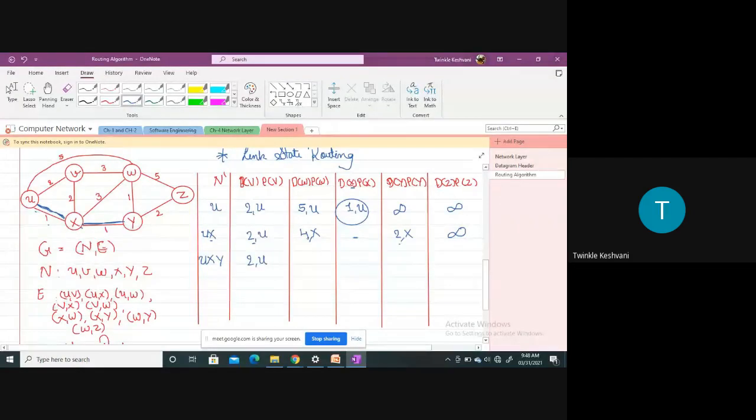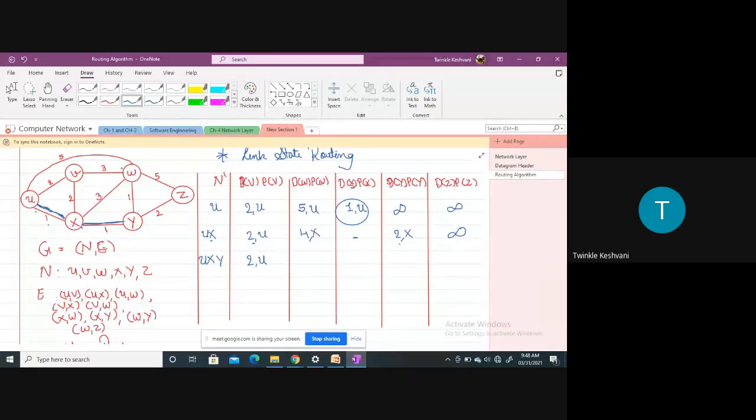Which route is there now to go to W? Just count. To reach W I now have 3 routes, that is U to W, U X W, U X Y W. So we have 3 different routes to reach W. So which route will I take now? Obviously the one whose cost is less will be taken, right?